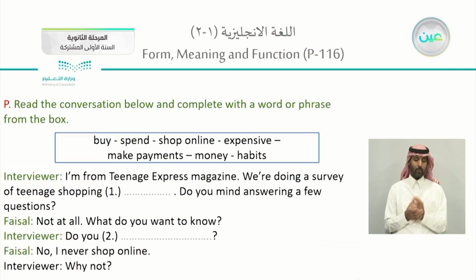Let's do the same thing on page 116. We're having these options: to buy, spend, shop online, expensive, make payment, money, and habit. An interviewer is making an interview with Faisal. I am from Teenage Express magazine. We're doing a survey on teenage shopping. Then we can use habits. What do they do? How do they spend their money?